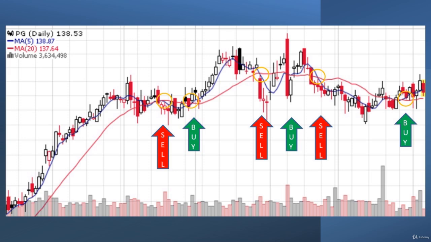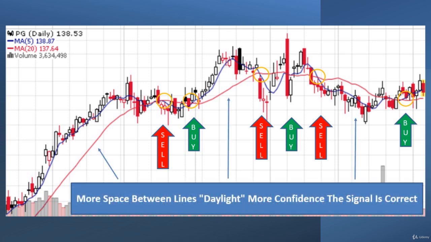And this has nothing to do with the prices. You're looking at just the blue line and the pink line. It should correlate a little bit together with the prices, but you can kind of see you're really looking at the lines more so than prices, by looking at moving average crossover versus price crossing over a moving average line. In addition, if you see more space, or what you call daylight, between the two lines, you'd have more confidence that the signal is correct.